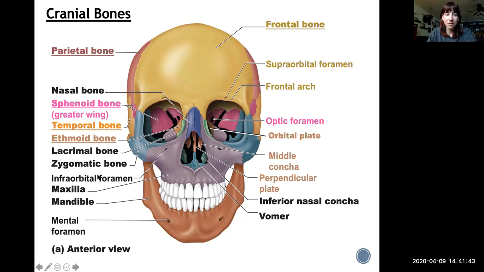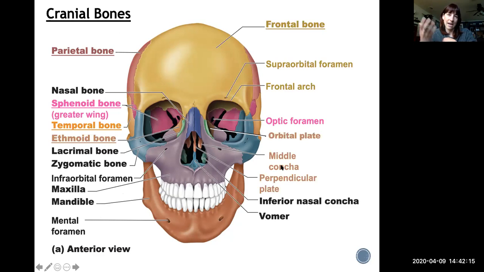And then I did the same thing vice versa for facial bones. So I colored the names of the facial bones and their associated bone markings, and then left the cranial bones in black, so that you can hopefully focus on what we're talking about and be able to differentiate between which ones are cranial bones and which ones are facial bones.